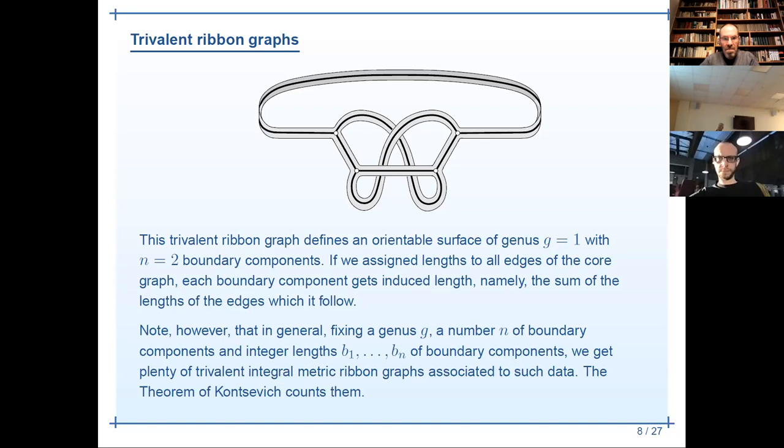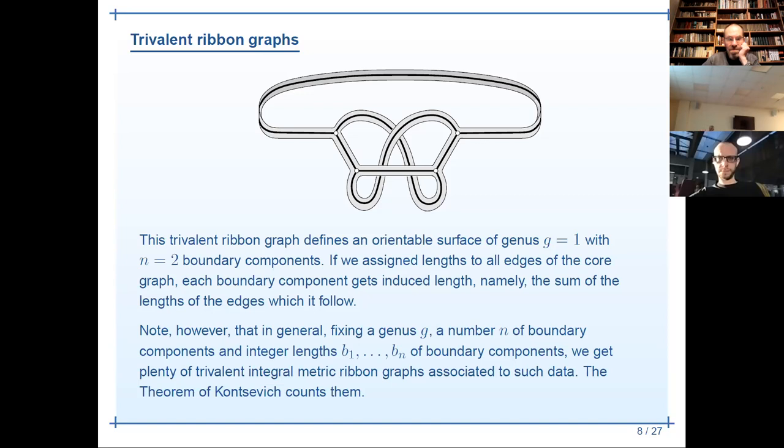Now I can impose lengths on the edges of the graph, and I will consider only integer lengths. So I assume that every edge of this skeleton of the ribbon graph has a certain length, and this length is an integer. As soon as all the edges have lengths, I can compute the lengths of boundary components in the following way. For example, let's take this boundary component. It follows this edge, so I add the length of this edge to the length of the boundary component. Then it follows the next edge, I add the length of that edge, and so on. So the length of the boundary component is the sum of the lengths of the edges which it follows, by definition.